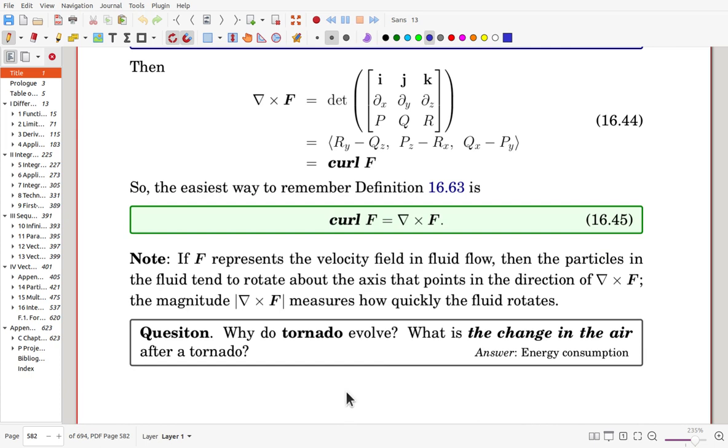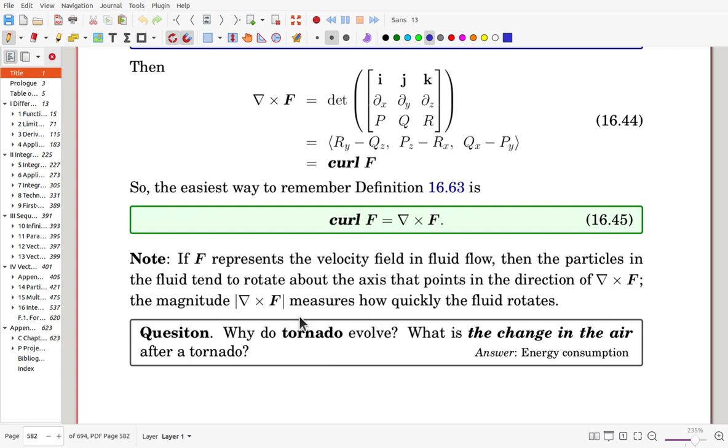As I mentioned, once F is the velocity in a fluid flow, the particles in the fluid tend to rotate about the axis which is orthogonal to the rotating plane. So the curl of F is the orthogonal direction of the rotation, and its magnitude measures how quickly the fluid rotates.